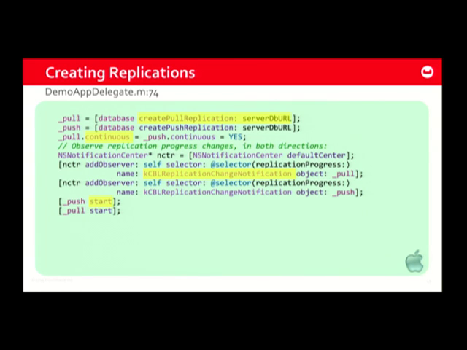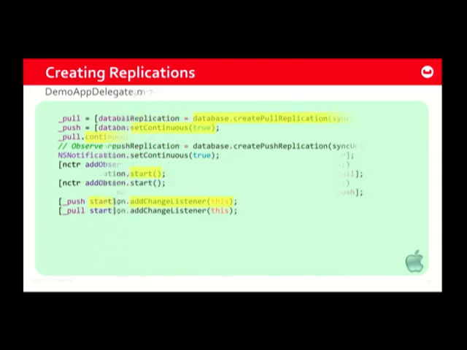OK, so to create a replication, we just call create pull replication or create push replication. Here we're creating one of each, which is a really typical pattern because we want bidirectional sync. We set the continuous property of each one to yes because we want Grocery Sync to keep syncing as long as the app is running. And then we are adding some observers. So this is Cocoa code to capture those replication change notifications to update the status. And then finally, we tell it to start.